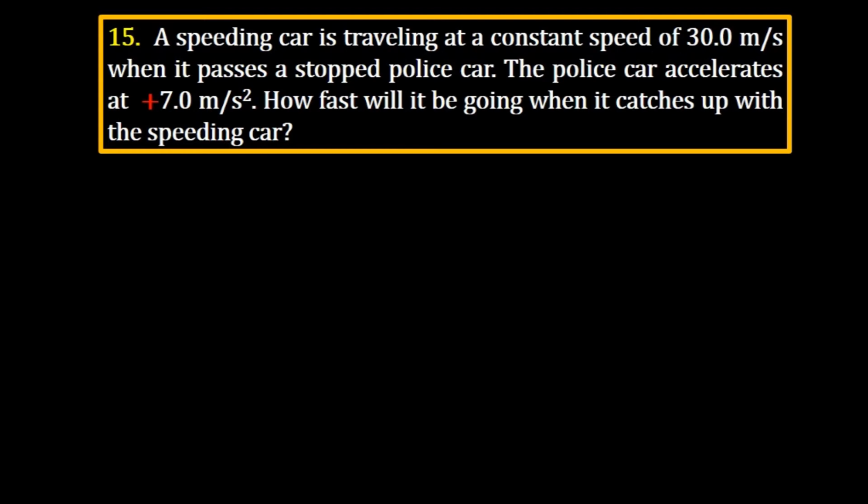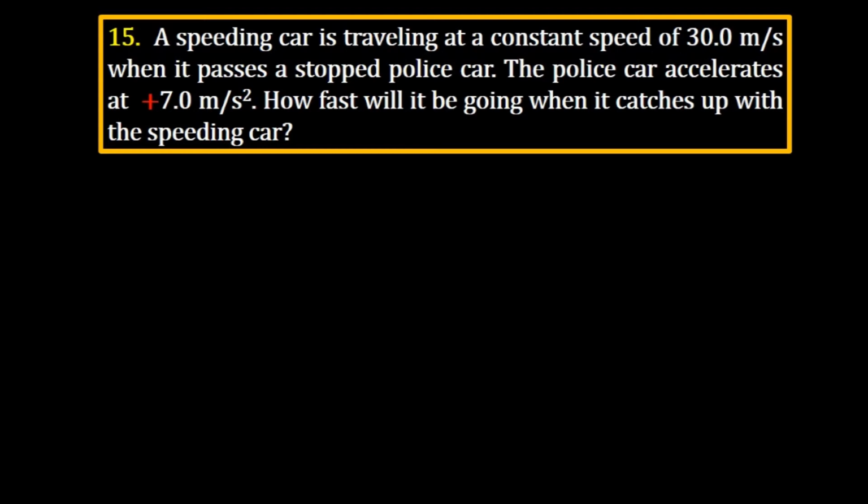A speeding car is traveling at a constant speed of 30 meters per second when it passes a stopped police car. The police car accelerates at 7 meters per second squared. How fast will it be going when it catches up with the speeding car?